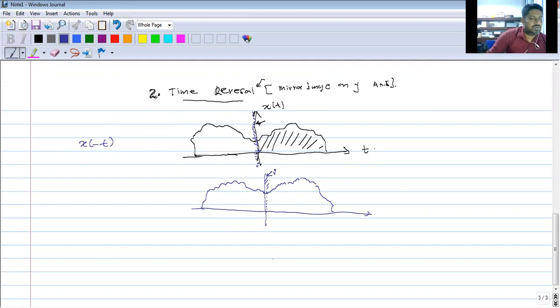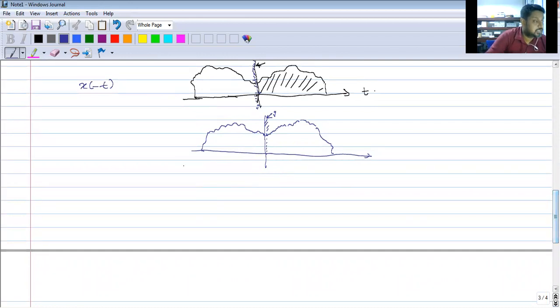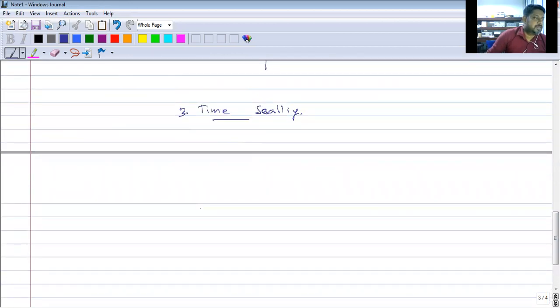So we will go to the third one, that is time scaling. Our third technique is time scaling. So what is time scaling? Consider a signal like this. This is an arbitrary signal again. Let's say this signal is from 0 to capital T1, and this is x(t).